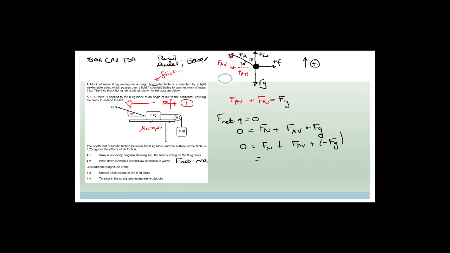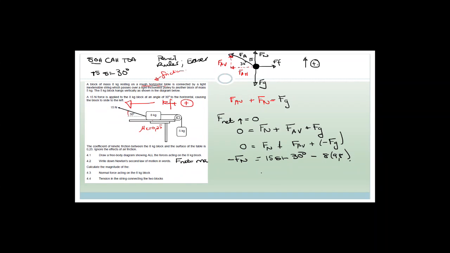This is the opposite side. We've got the hypotenuse of 15, we want the opposite side, so we're going to use sine. So this is going to be 15 sine 30 degrees, opposite over hypotenuse here. When I take the normal force across, it becomes minus the normal force, okay? Minus the force of gravity on this object, which is just 8 times 9.8. Happy with that?